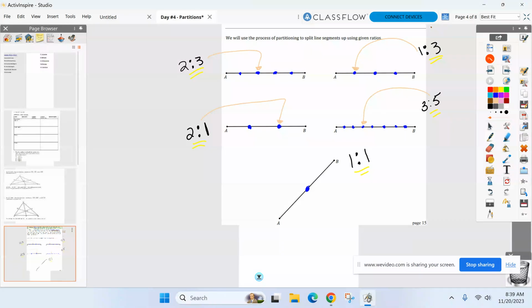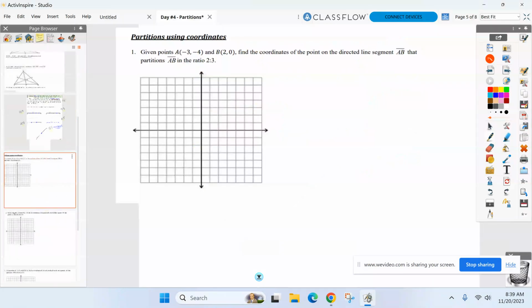I could have asked you just to find the midpoint, though. There you go. This is the same as midpoint, right? 1 to 1 is the same as find the midpoint. All right, I'm not going to do this all day. I just wanted to get you the idea of the ratio, how it's split up. We're actually going to go on a graph, and you're actually going to find the point that does the trick.